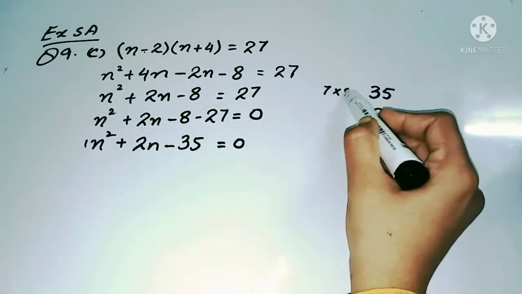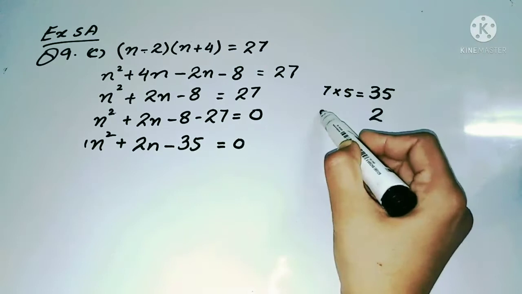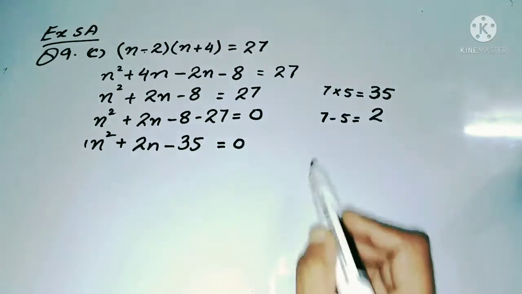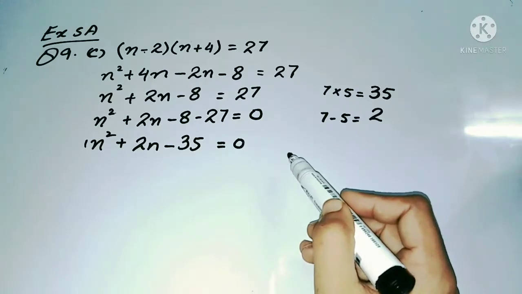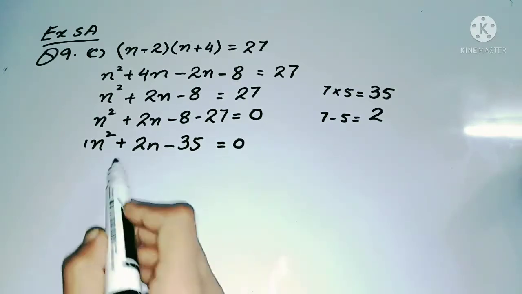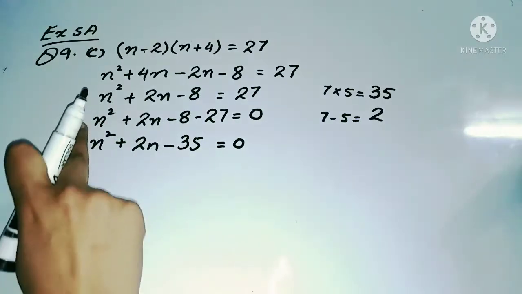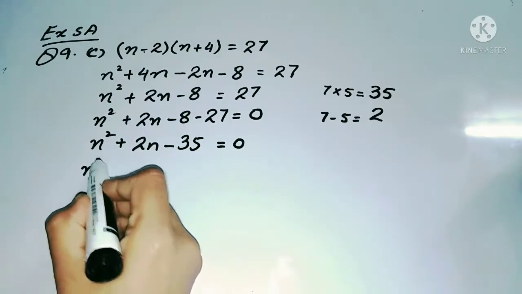When you multiply 7 with 5, you will get 35. And when you subtract 5 from 7, you will get 2. So it means that those two factors are 7 and 5. Now what you need to do is write down these two factors in place of the midterm, and you write down the first and the last term as they are.